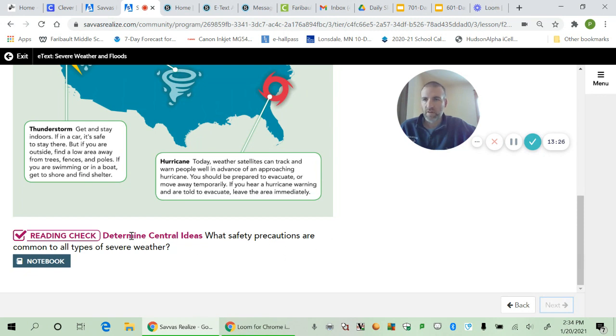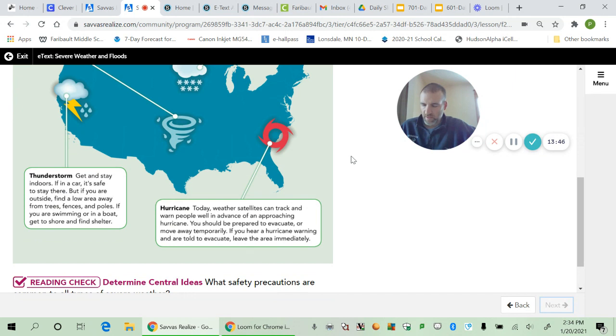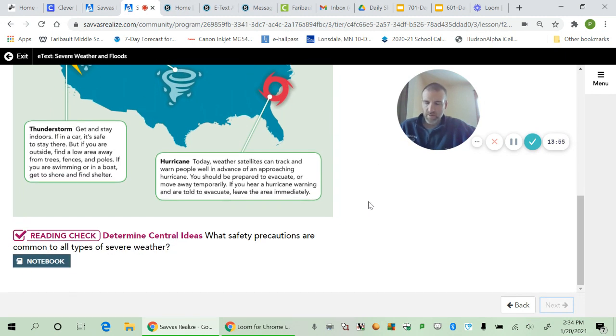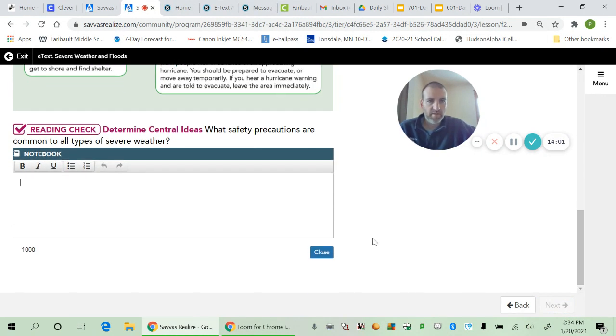What safety precautions are common to all types of severe weather? And so after you have read through these, you're going to be looking for things that they all have in common. So after you've read about hurricanes, thunderstorms, winter storms, and tornadoes, hopefully you would notice something like finding a place that is safe, where you're going to be protected from the storm. And you always want to try to be watching for watches and warnings put out by the Weather Service to give you a heads up on those different types of severe weather that could be coming.